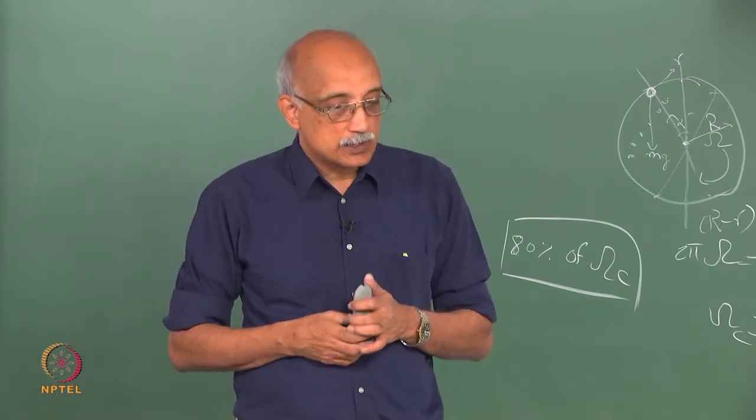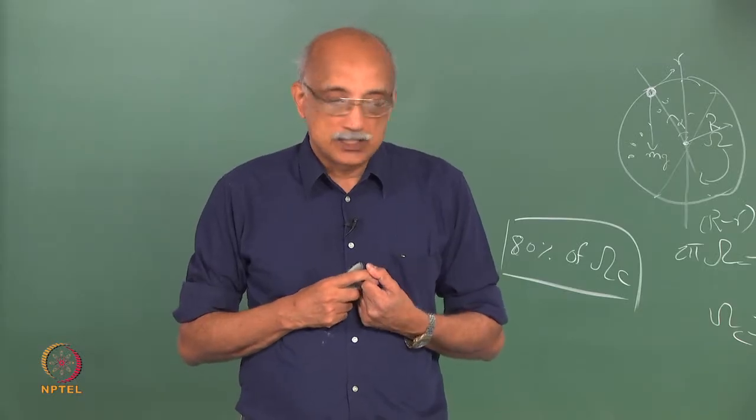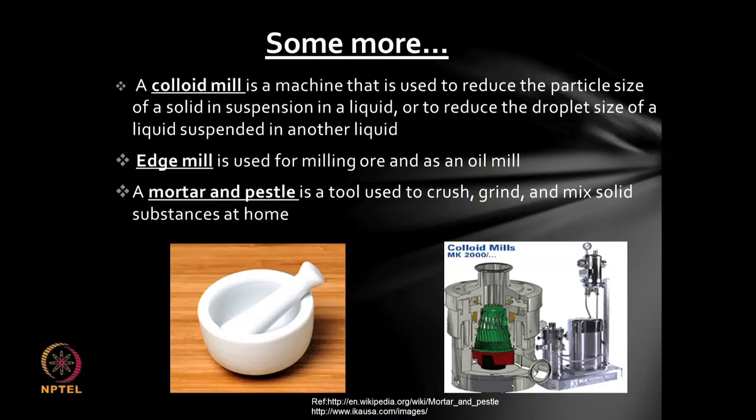This process is known as freeze grinding. You initially chill the material so that brittle fracture becomes possible when you take it through the ball mill, and this can be done by using liquid carbon dioxide, liquid nitrogen, and so on. It has two advantages. Because the material is very cool to begin with, the heat rise is not a huge problem. It will basically bring it back to room temperature by the time the milling happens. And secondly, you can achieve the same size reduction with a significantly reduced force of grinding.